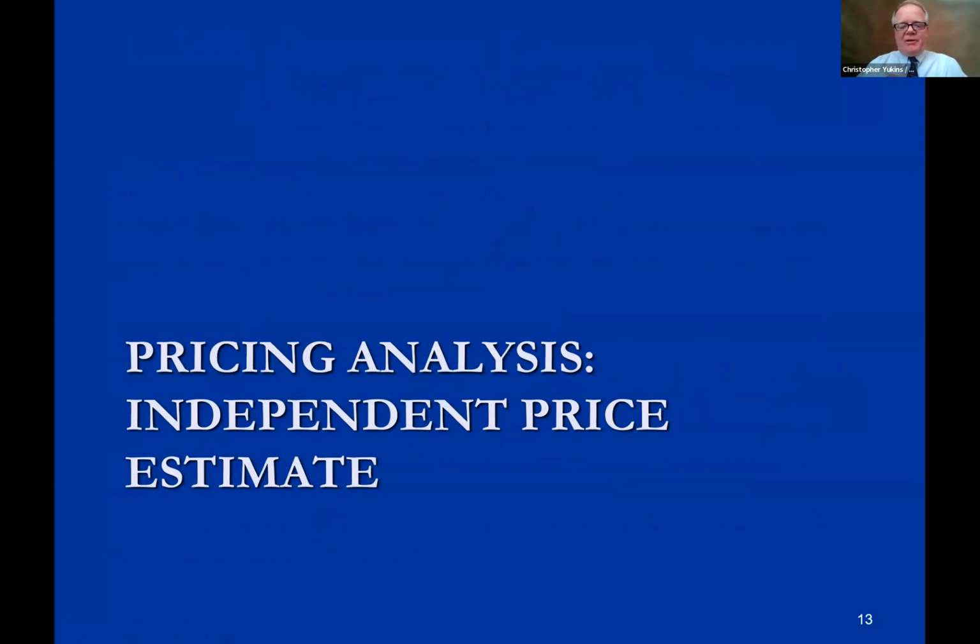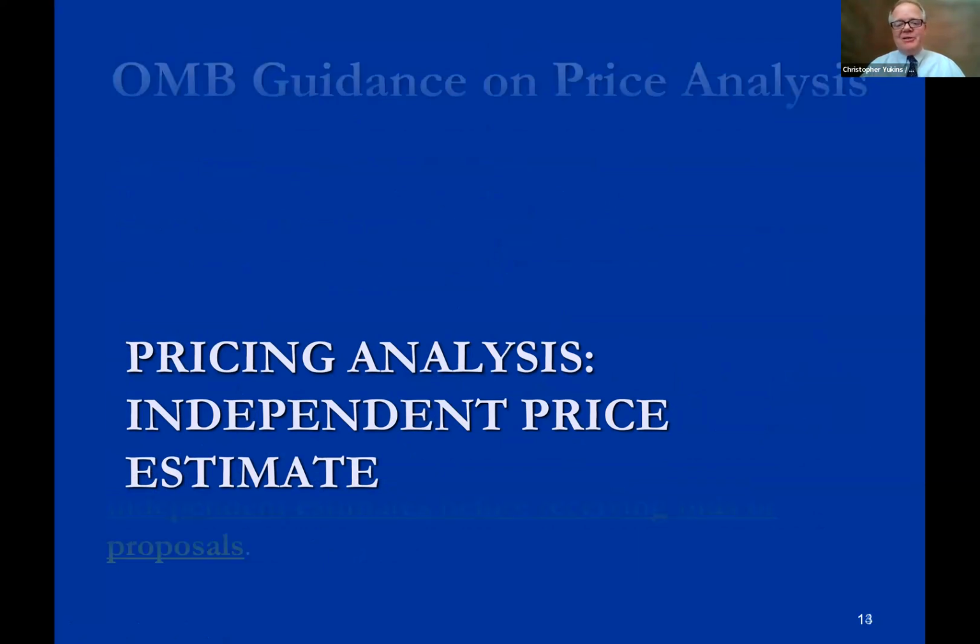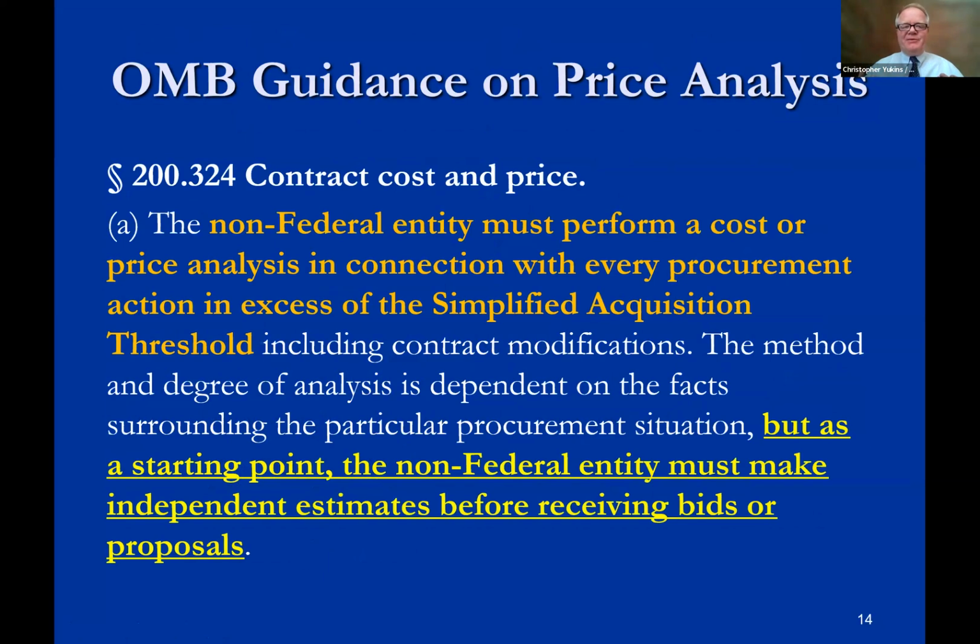Okay, I want to talk a little bit about independent price estimate. And Keith, I know you've talked about this before, and Scott's talked about it. It's an interesting problem because it's really changed now. The OMB guidance says the non-federal entity must perform a cost or price analysis in connection with every procurement action in excess of the simplified acquisition threshold. As a starting point, it says the non-federal entity must make an independent estimate before receiving bids or proposals. In your state practice, Keith, is it normal for the agencies in South Carolina to prepare independent price estimates?